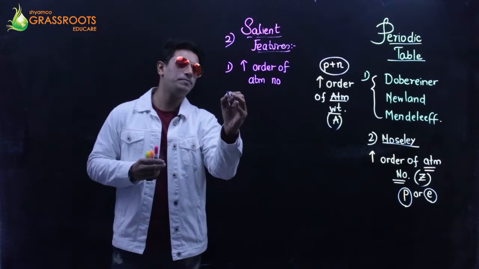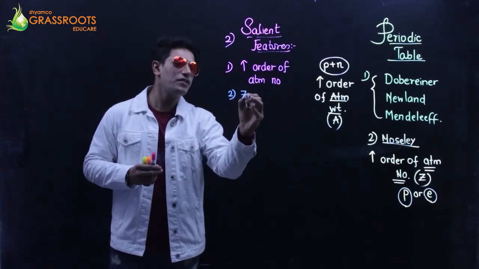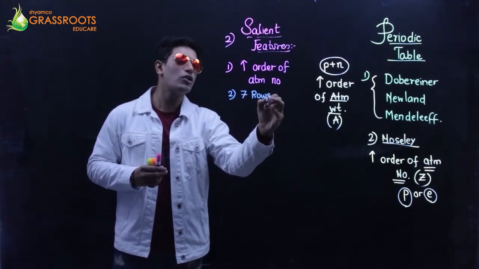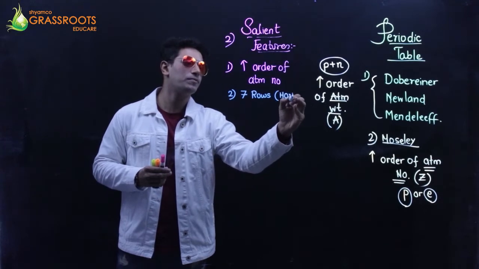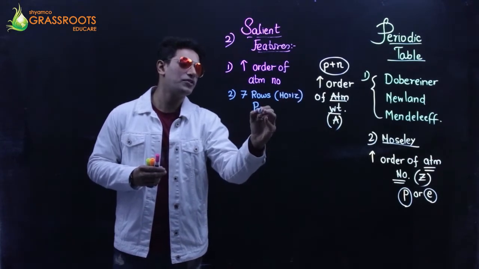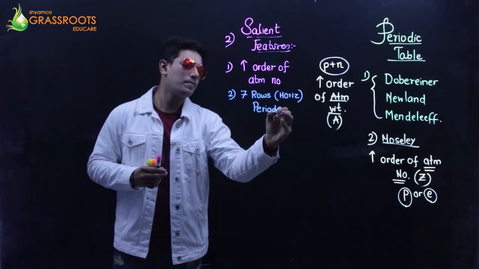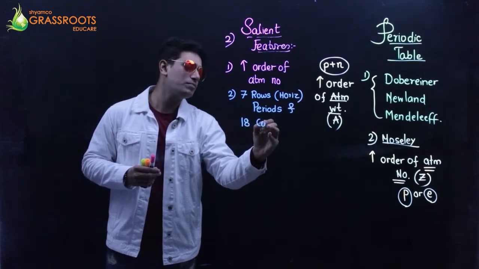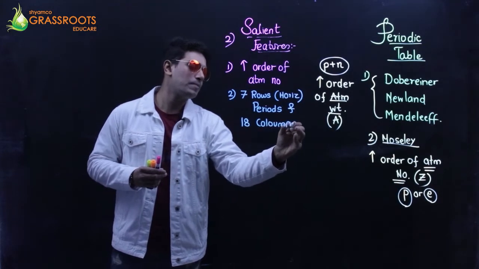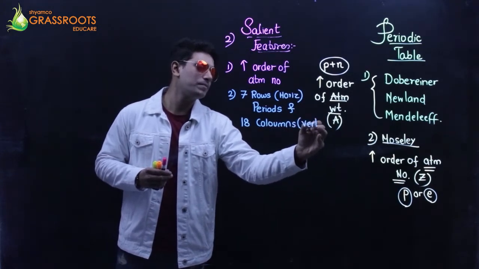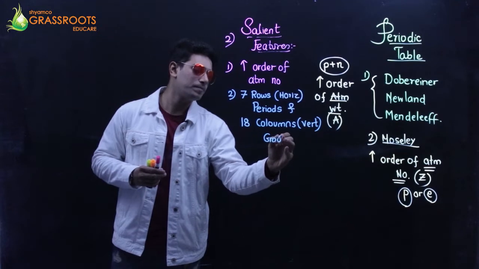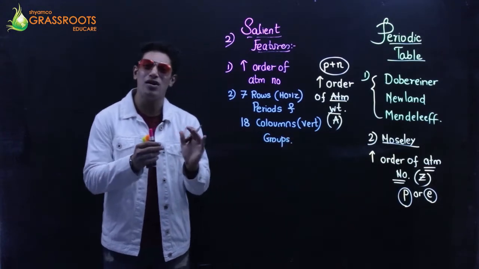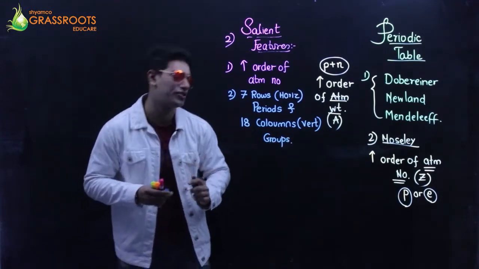The second pointer, there were 7 rows. Rows are always horizontal, students, and they were called periods. And there were 18 columns. They are vertical and they were called groups. So this was how a structure of a table was.